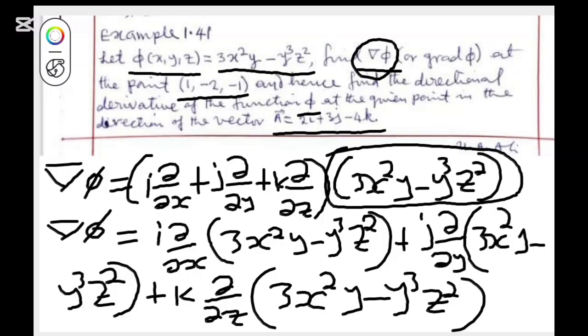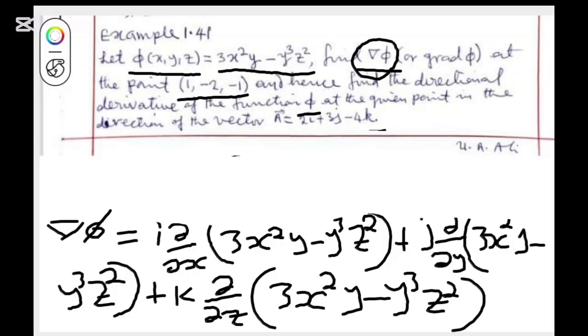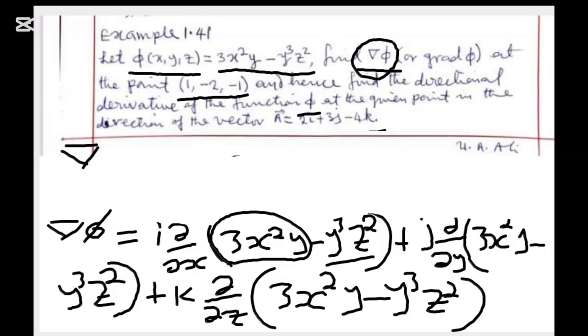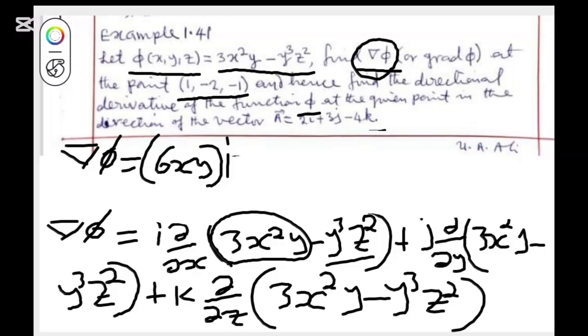I need some space. So as you can see, I have to differentiate from the first part. If I differentiate this with respect to x, at the end I will get 6xy, and this is constant, it will now become 0. So therefore the del psi is the same thing as I have to say 6xy i. This is for i.